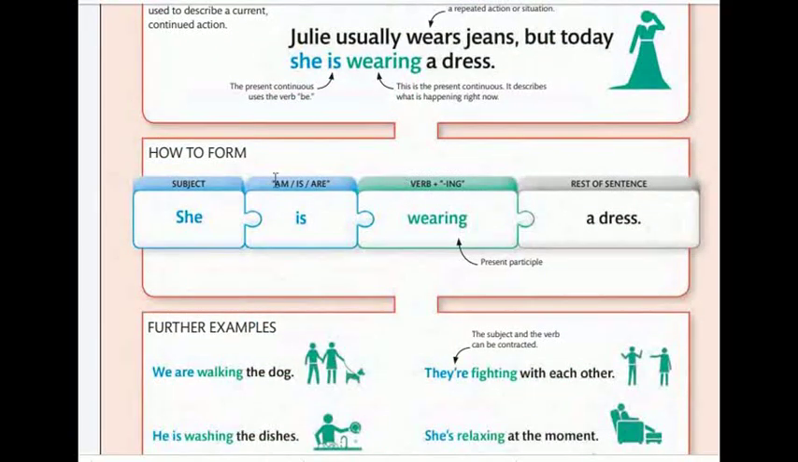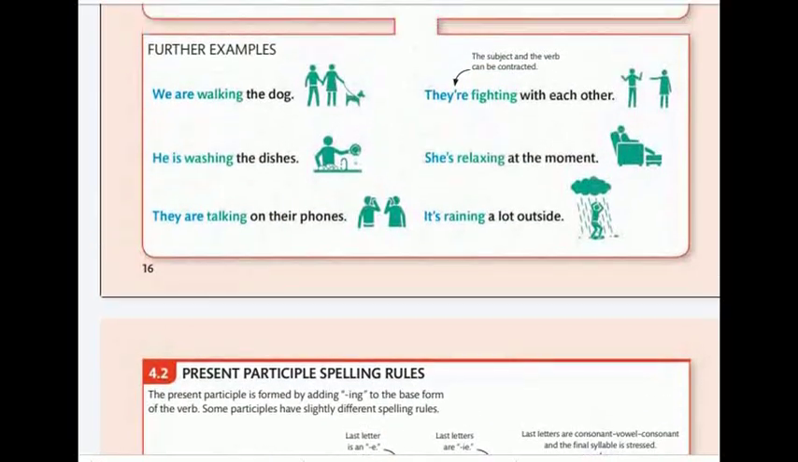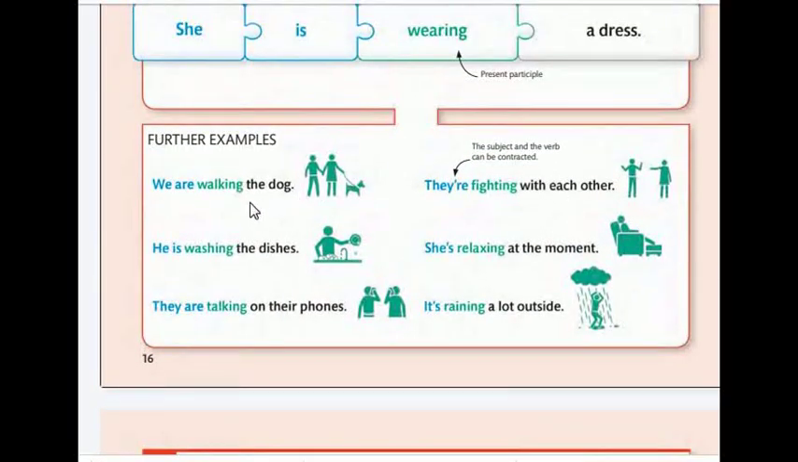How to form present continuous? Subject, be, verb plus ending ing, rest of sentence. She is wearing a dress, present participle, wearing. And examples. We are walking the dog. He is watching the teachers. They are talking on their phones. They are fighting with each other.